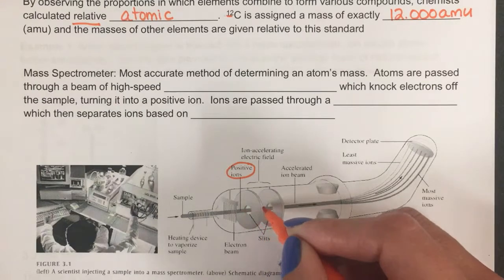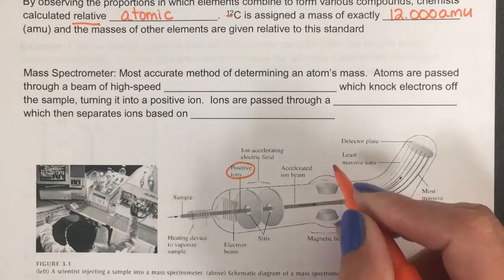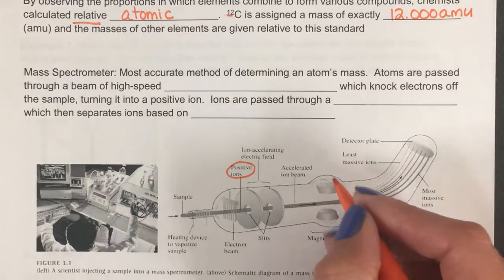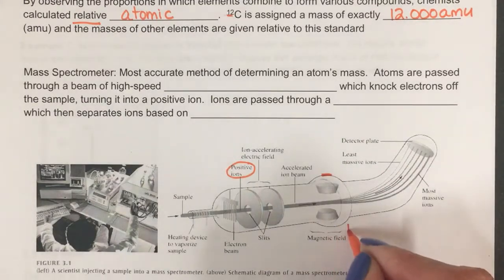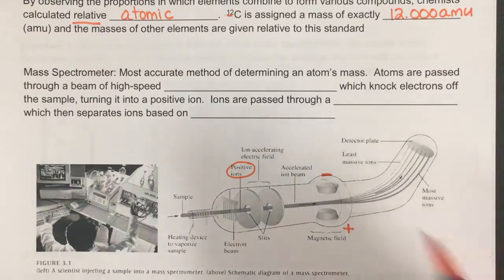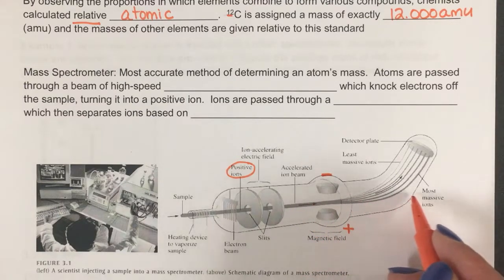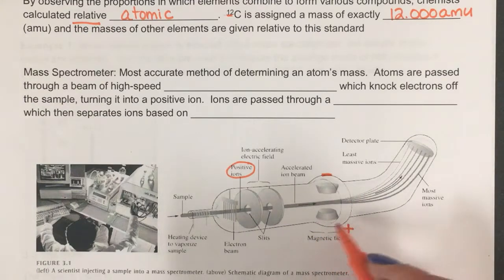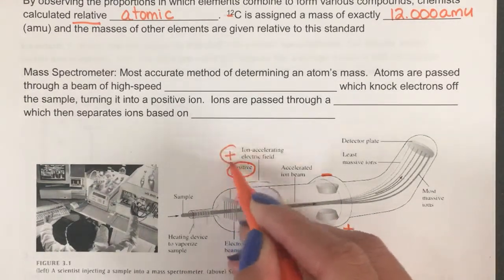Now we're going to speed it up, and so they're going very, very fast when they hit this magnetic field. And what this magnetic field is, one side is going to have a little negative charge. One side is going to have a positive charge. If the magnetic field was not here, my ions would continue going straight. But because my magnetic field is here, I'm going to change the direction of my ions. Here's why. I have positive ions.